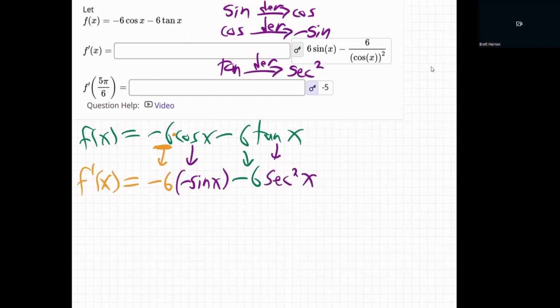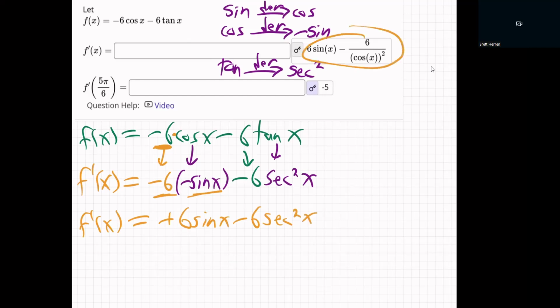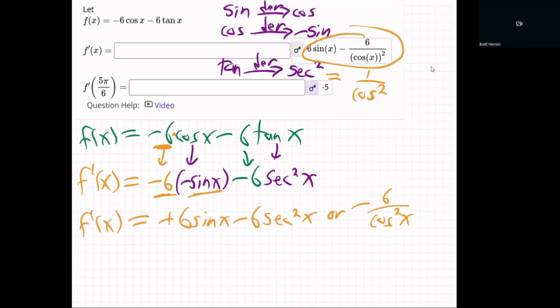Okay, let's clean this up a little bit. So what do we have here? Negative times negative is positive 6 sine x minus 6 secant squared x. That's what we see here. Oh, they actually wrote or you could put -6 over cosine squared. Why is that the same? Because secant squared is 1 over cosine squared. Do you remember that from trigonometry? Secant is the upside down of cosine, so secant squared is upside down of cosine squared. Either way, it'll work fine. I'm just gonna stay with mine.